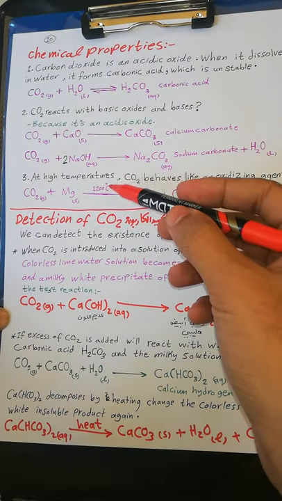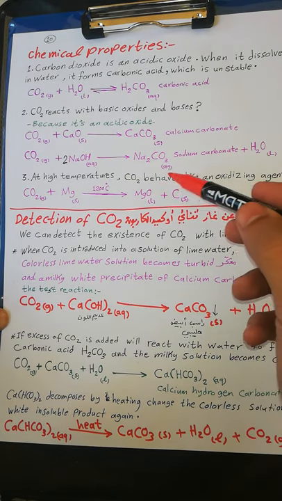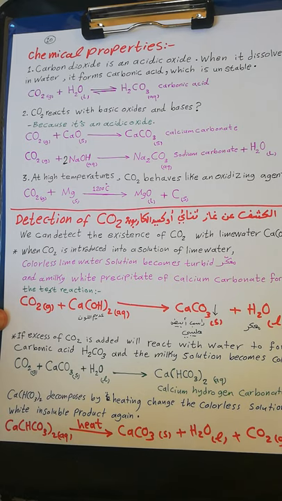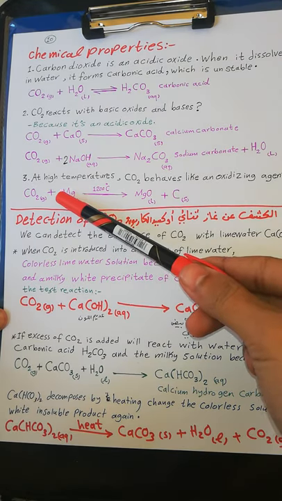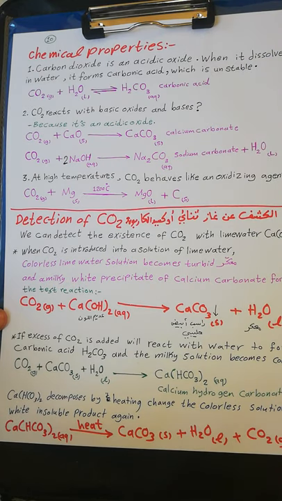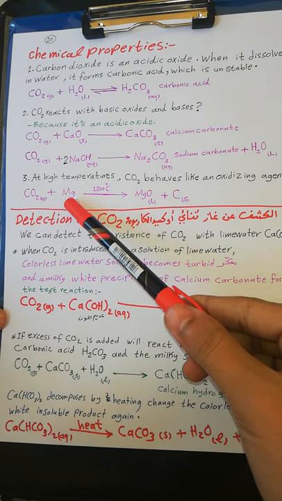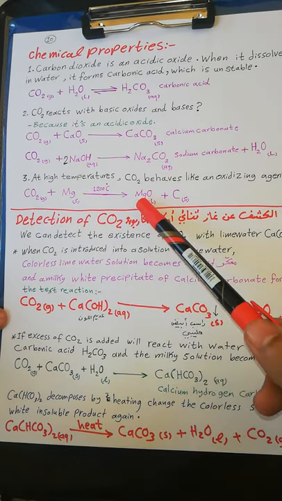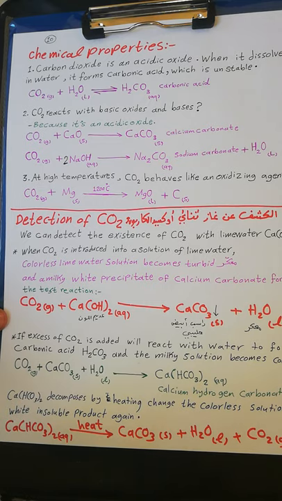Number 3. At high temperatures, CO2 behaves like an oxidizing agent. عند درجات حرارة عالية CO2 يتصرف كعامل مؤكسد, oxidizing agent. ما معنى عامل مؤكسد؟ عامل مؤكسد يعني يختزل. عندي CO2, carbon dioxide plus Mg. Mg عندي فلز metal. CO2 plus Mg, Mg راح ياخذ O يصير MgO, magnesium oxide, plus carbon.